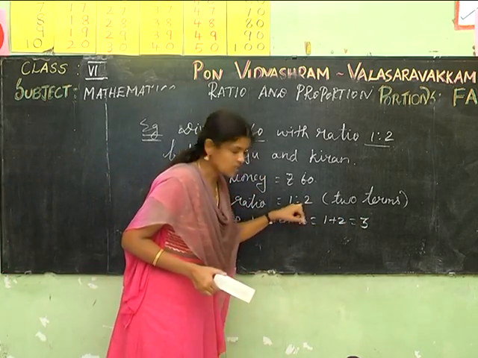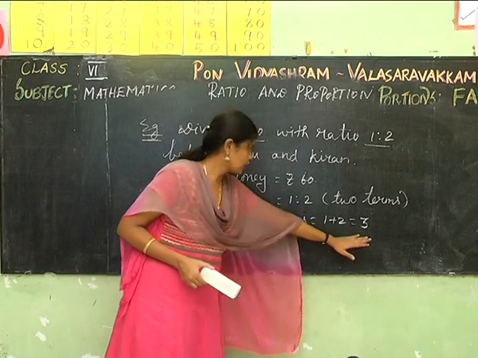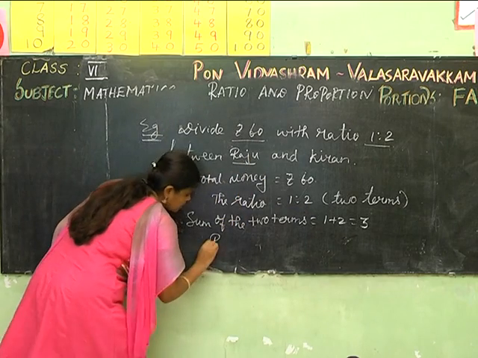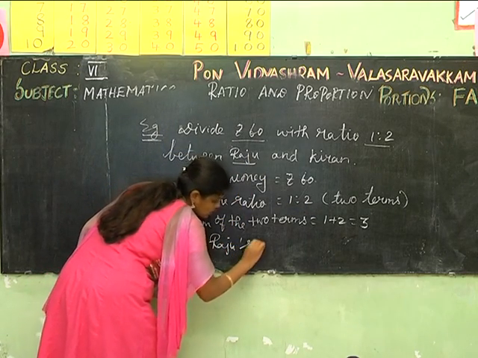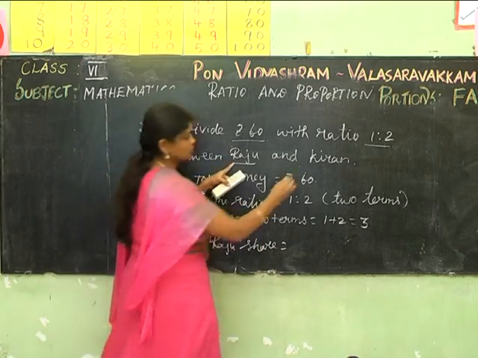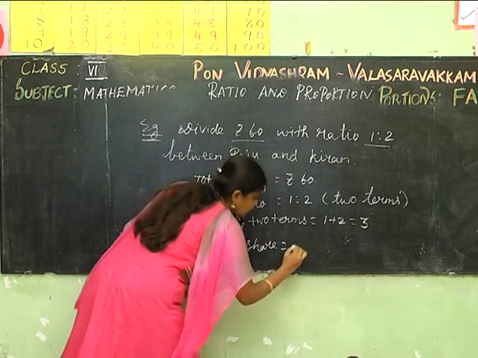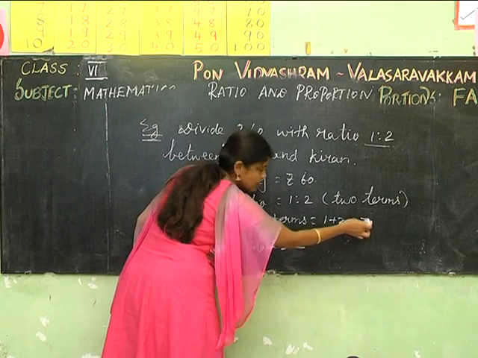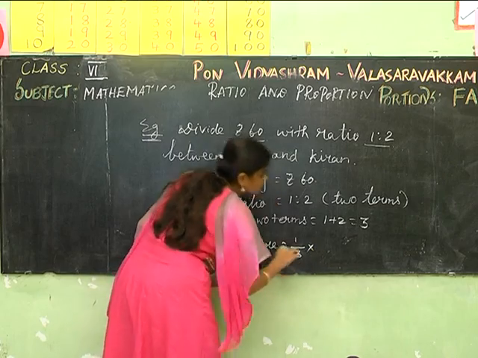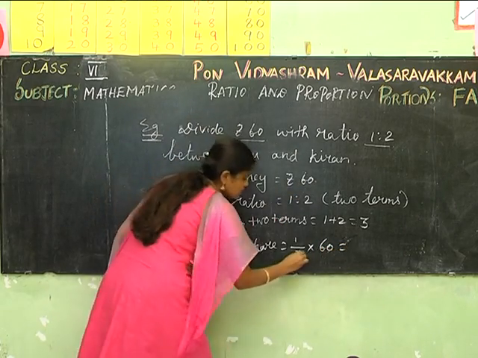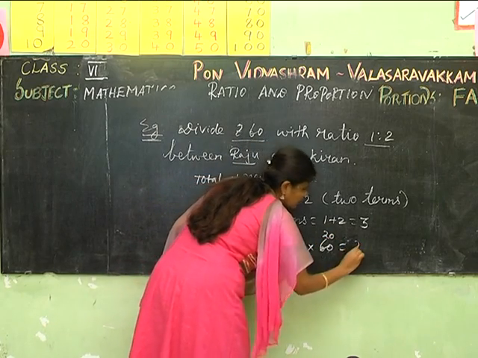Now listen here. First you have to add these two ratios. You will get 3. Now we have to find Raju's share. What is the ratio given for Raju? It is given as 1. So 1 divided by total, sum of the two parts is equal to the total value, 3, into total amount 60. You will get ₹20.